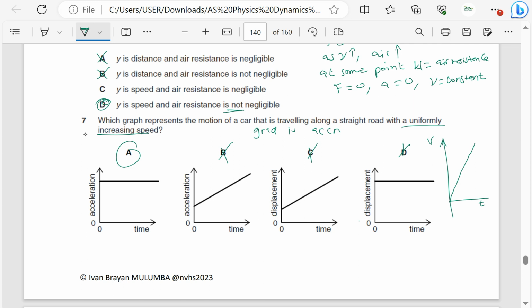Why is D out? D gives us zero velocity because the gradient of a displacement time graph is the velocity. A horizontal line gives us zero gradient, so this is showing zero velocity, yet the velocity is increasing uniformly. But A is correct because for a uniformly increasing velocity, the acceleration is constant. C is also wrong because C is showing that the velocity is constant because it's a straight line. A is showing an acceleration which is increasing because it's acceleration against time, yet the acceleration for uniformly increasing speed is constant. So the answer is A.